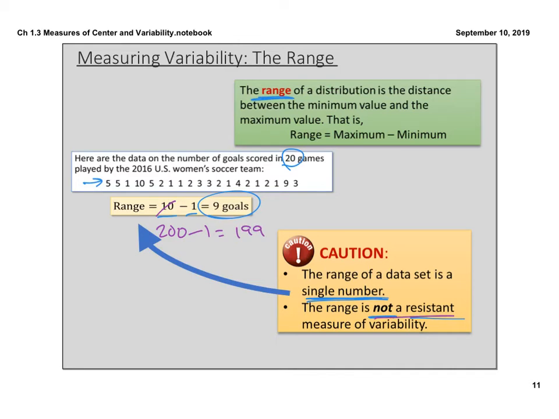Do you see how that means it's not resistant? It is going to change based on your extremes. And that's out of the sheer fact that it's defined by the extremes. The only values you use to calculate the range are the extremes, the maximum and the minimum. So that's why it is not resistant. Now obviously 200 goals is a ridiculous number for a soccer game, so that's not something that would exist, but it's just an illustration of how the range is going to be very variable.